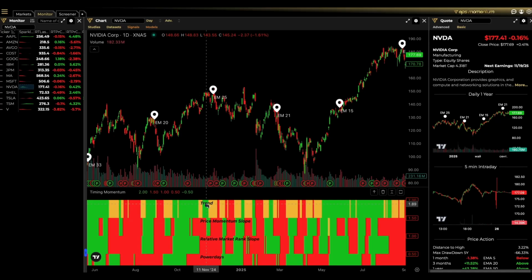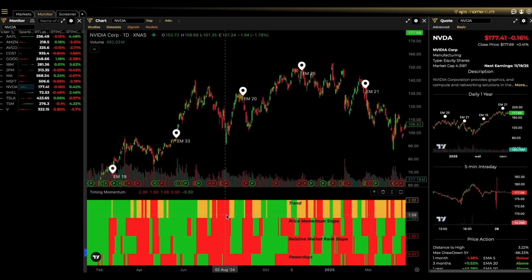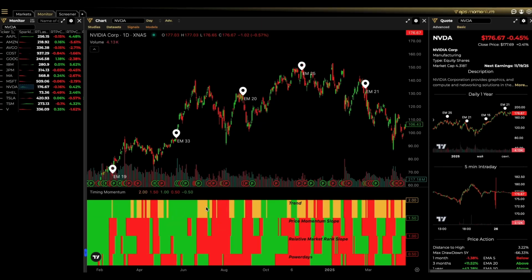It functions as a band around the moving average. When the price moves above the band, it signals an uptrend. When it falls below the band, it indicates a downtrend. For example, here we can see an uptrend followed by a period of consolidation and then a downtrend.